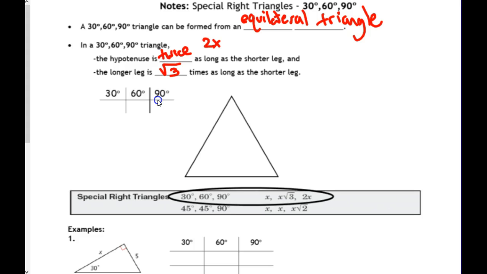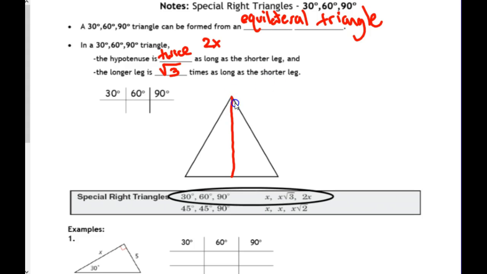Let me show you what I mean. Right here I have an equilateral triangle, and I'm going to cut it in half straight down the middle. Now, let's see what you remember. What are the 3 angles of an equilateral triangle? 60. They have to all be the same because they're equilateral, right? And so they have to add up to 180, so they're 60, 60, 60.